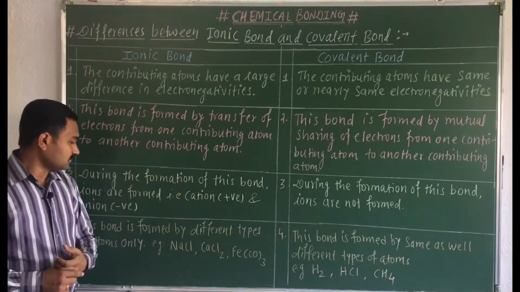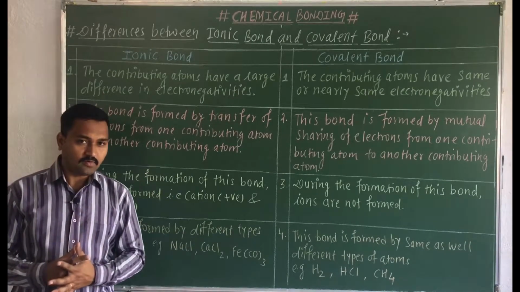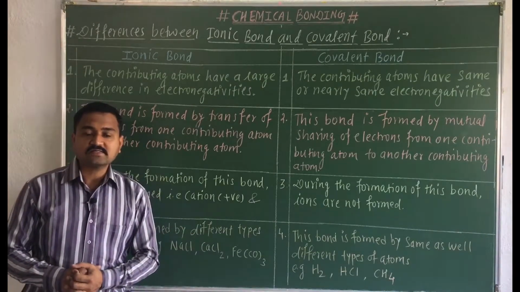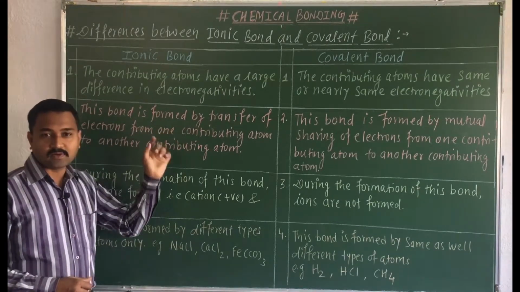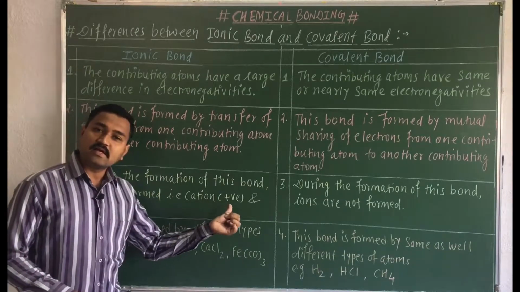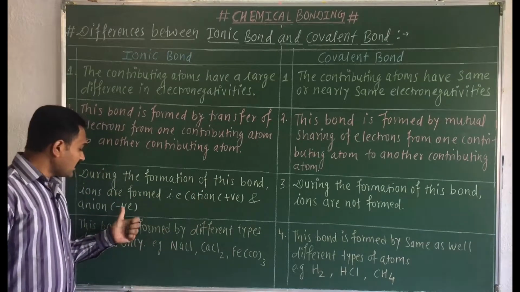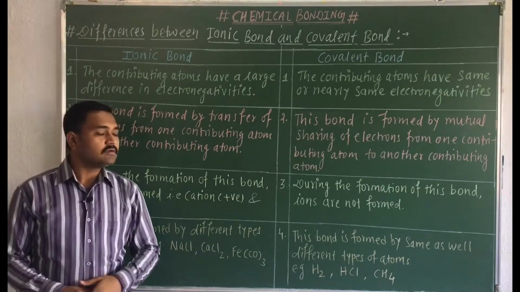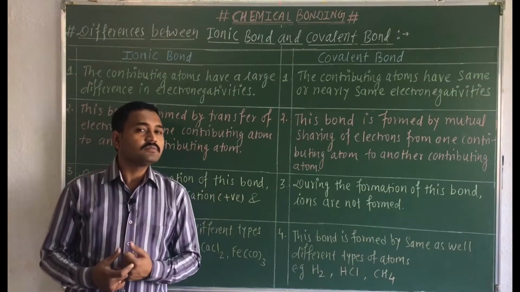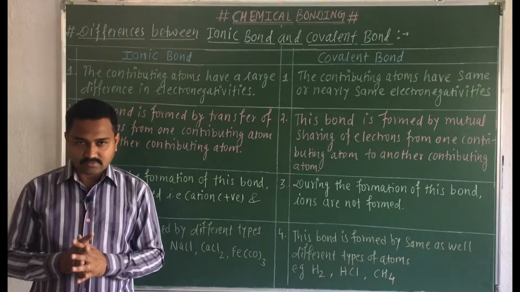Then the third point: during the formation of an ionic bond, generally ions are formed as the electrons are transferred. So we will obtain the ions, that is cations and anions. Cation is positive charge, anion is negative charge. Now what about the covalent bond? We know that during the formation of the covalent bond, there will be no formation of ions.